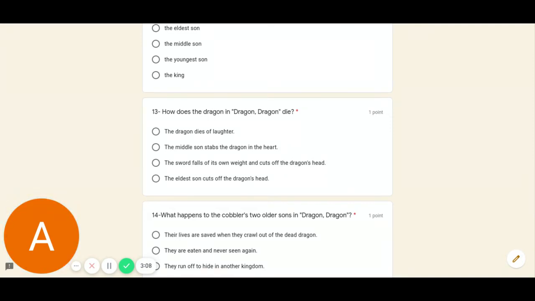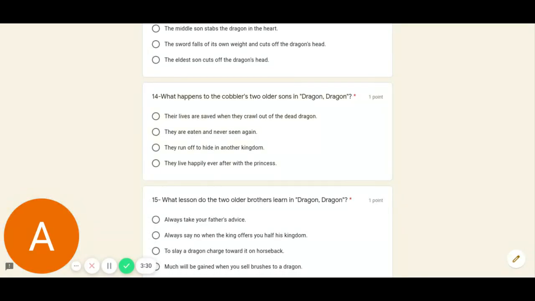Number 13. How does the dragon in Dragon Dragon die? The dragon dies of laughter. The middle son stabs the dragon in the heart. The sword falls of its own weight and cuts off the dragon's head. The eldest son cuts off the dragon's head.